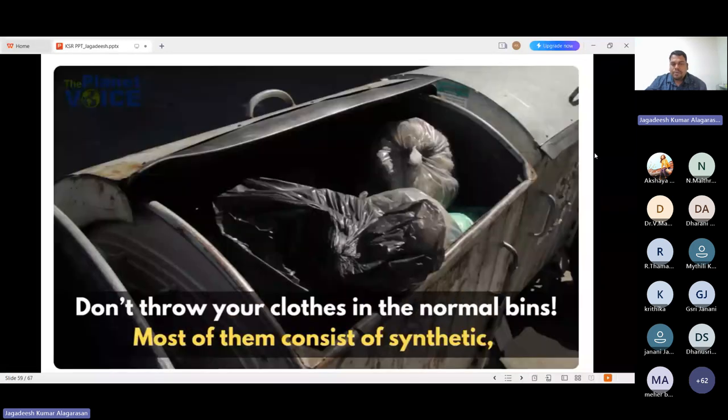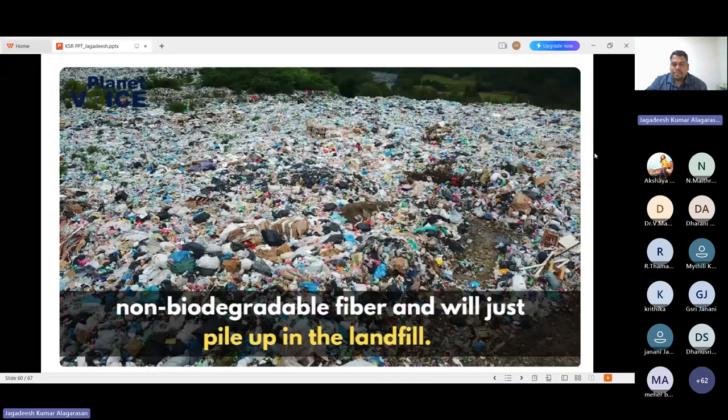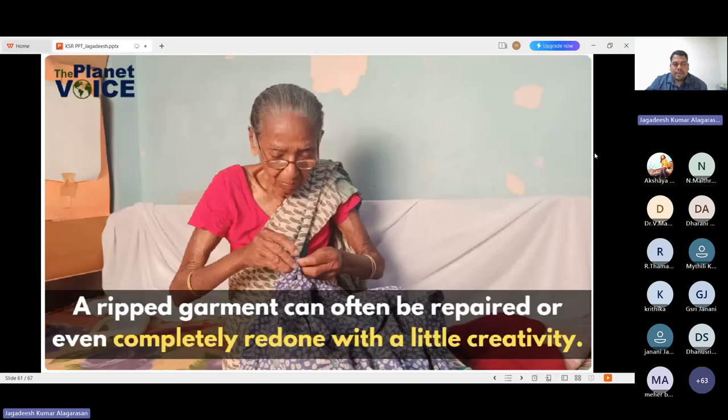So don't throw your cloth into the normal bins. Most of them consist of synthetic, non-biodegradable fiber, and will just pile up in the landfill. A ripped garment can often be repaired or even completely redone with a little creativity. So this is your job, I think, costume students.